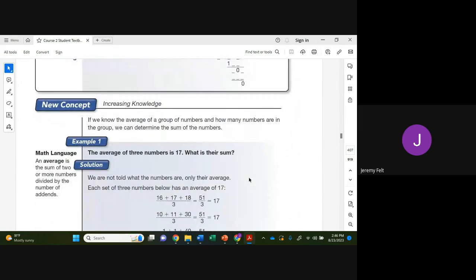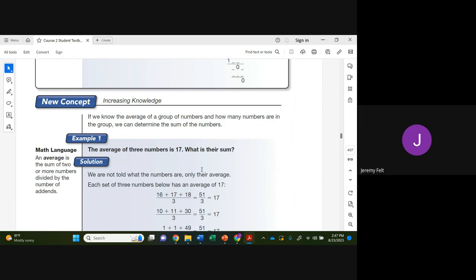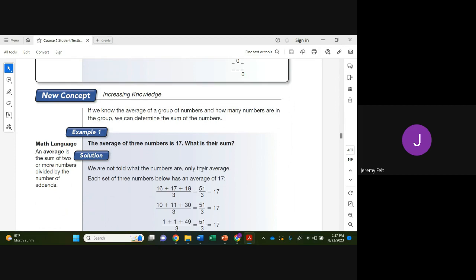So example 1, the average of 3 numbers is 17. What is their sum? Well, we know that if it's 3 numbers, whatever that total was divided by 3 equals 17. So we can work backwards from that and say 17 times 3 equals 51. We don't know what the 3 numbers are. It could be 51, 0, and 0 for all we know, or it can be 16, 17, and 18. We don't know what the 3 numbers are, but we know what their sum has to be. It has to be 51, because 51 divided by 3 gives us an average of 17.